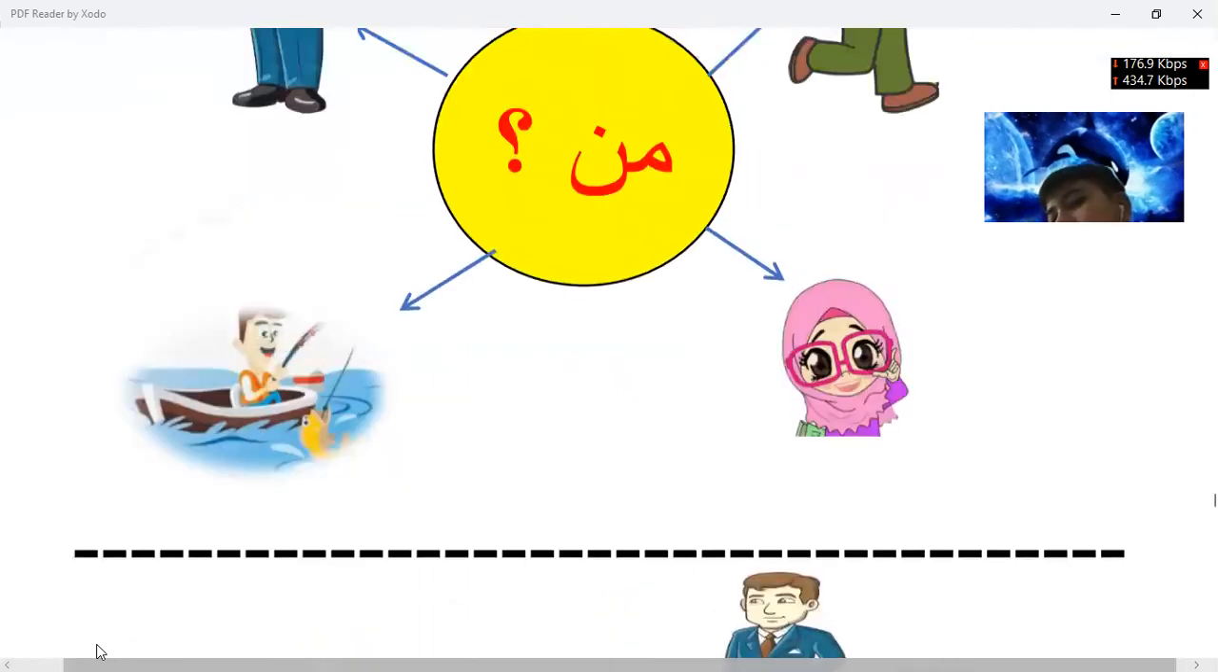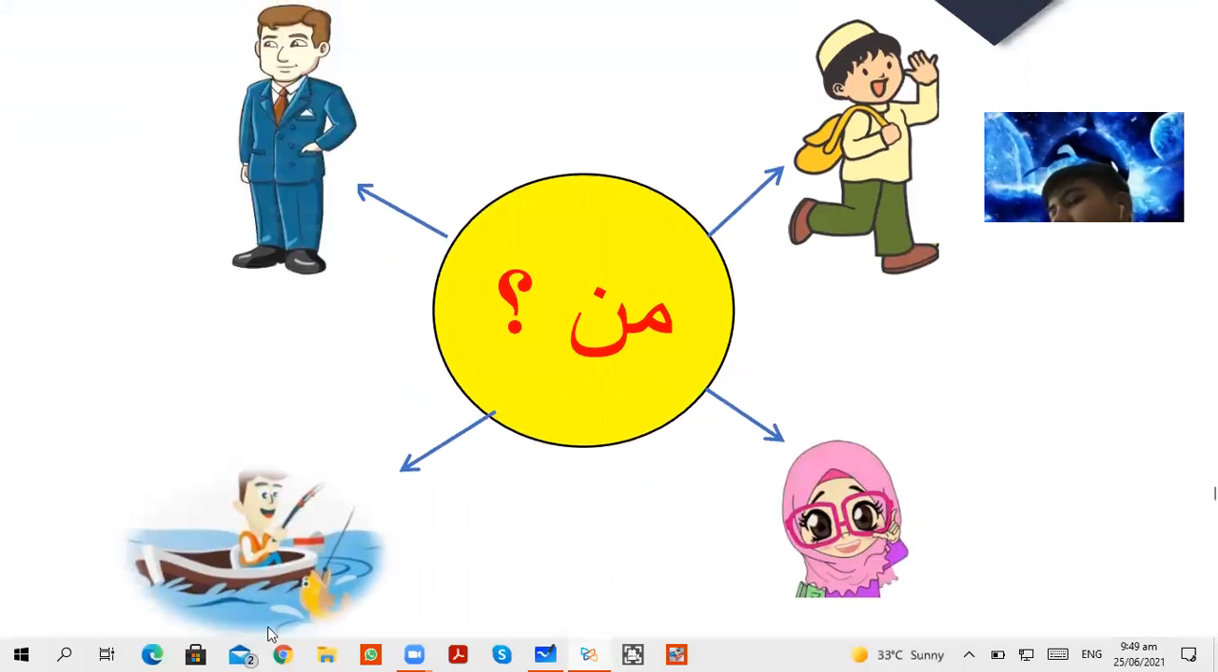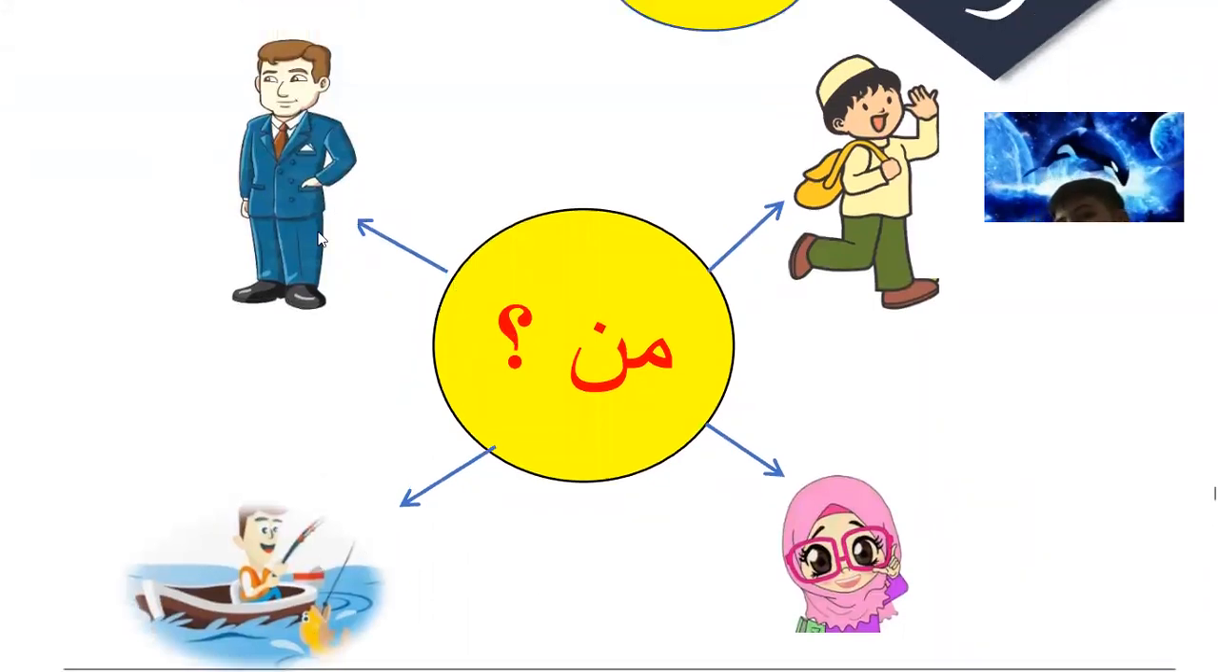Man. You know ma is used for animals and man is for human beings. So you will say man haza. Who is this? Then you will answer haza rajul, okay? So that means it's for any person and any animals? Only for human beings. Only for people. Yes. So ask the question, who is this? Man haza. This is a man. Wait, I don't understand. So I need to say it like the sentence. Yes. Man haza, and you will answer haza rajul. This is a man. Okay.